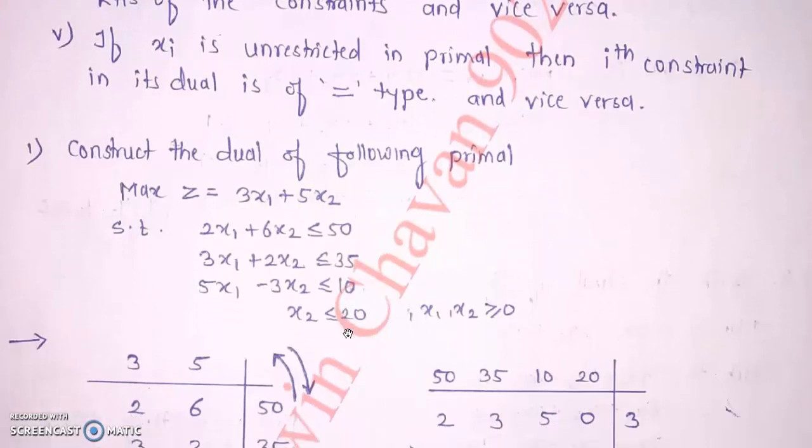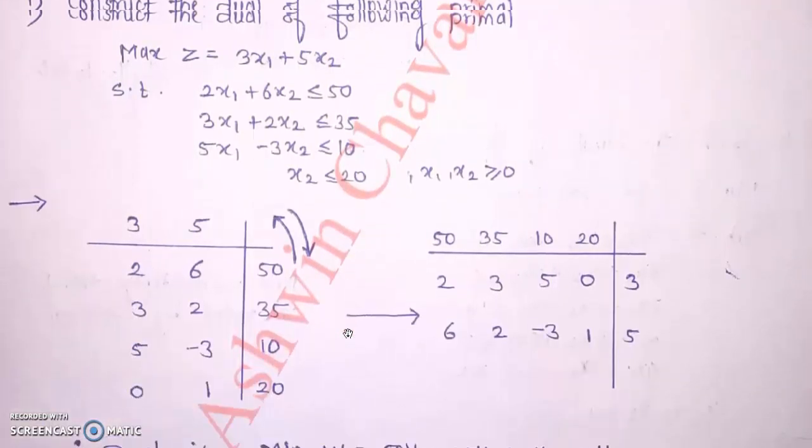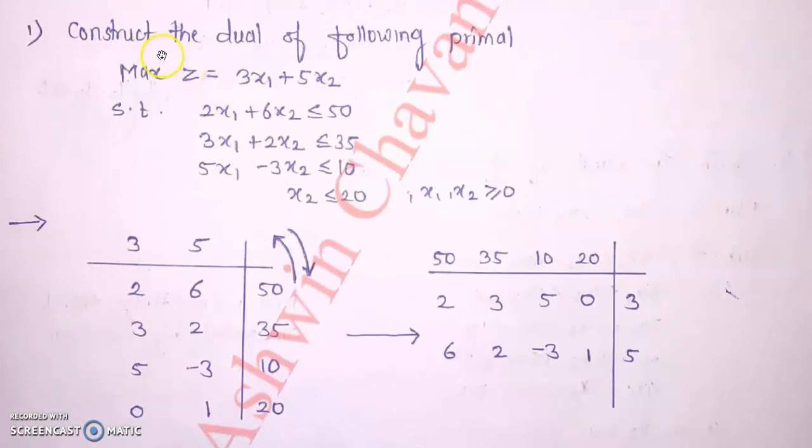We have a simple tabular method here, or matrix method. So what we do, we first write the maximization problem with less than or equal to type constraints. Once it is done, then we write 3 and 5 here, that is the coefficients of variables from the objective function. Then we write all RHS vertically here. Then this is the matrix from the LHS of the constraints, that is 2, 6, 3, 2, 5, minus 3 and 0, 1 here. Now what we do, we take its transpose. So the first row becomes the last column. So here it is 3, 5 and this 50, 35, 10 and 20 becomes the first row.